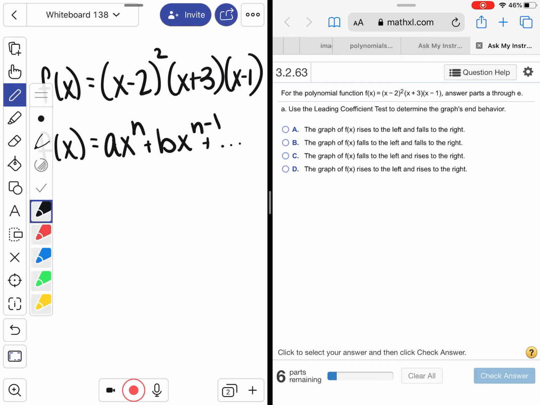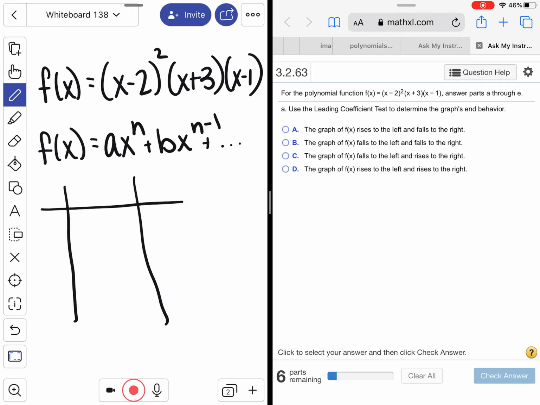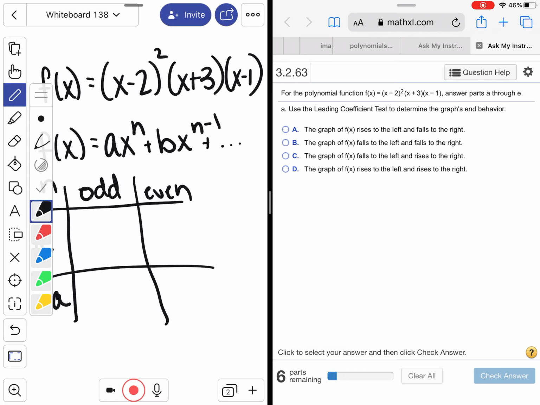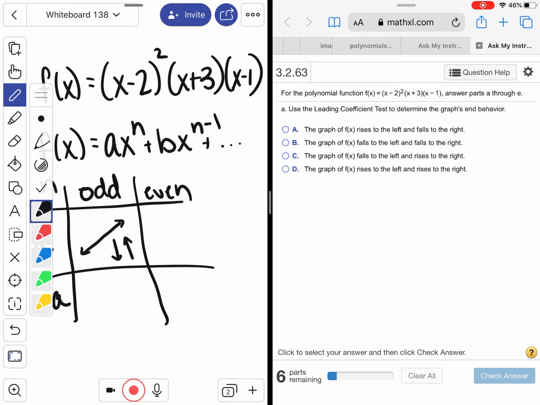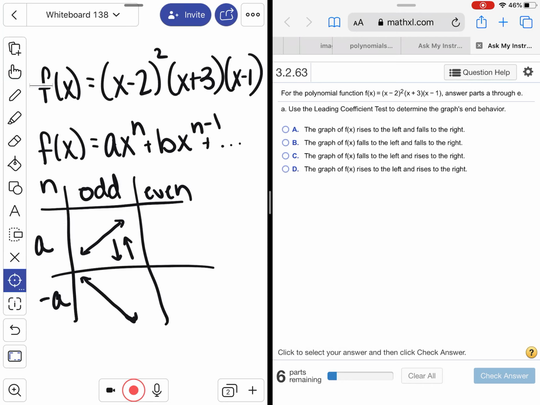You're interested in whether a is positive or negative, and the degree, whether it's even or odd. And we can make a chart out of this. On that chart, we have the n value, which n can be either odd or even. And we have the a value, which a can be either positive or negative. If a is a positive odd, we get basically the line for an odd function. That line starts down right here, and it finishes up here. So it's a down-up graph. And if a is negative, it just flips the line like this. So the graph starts up now and finishes down, so we get an up-down graph.